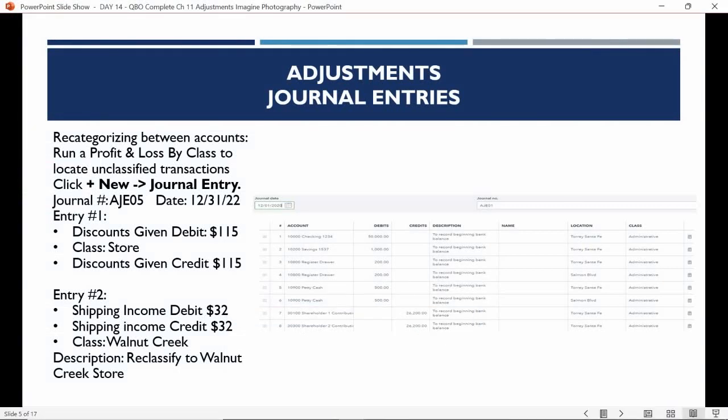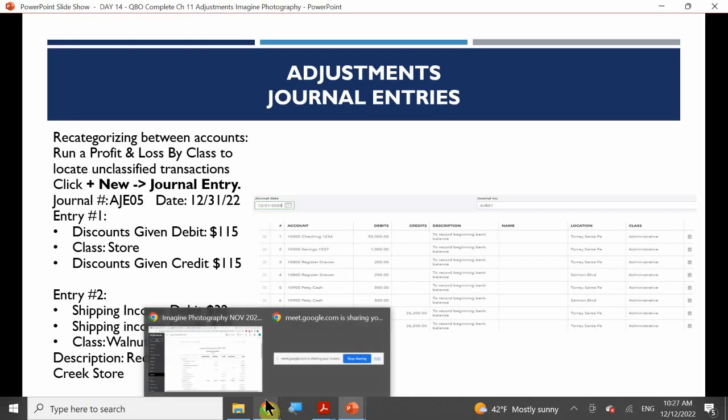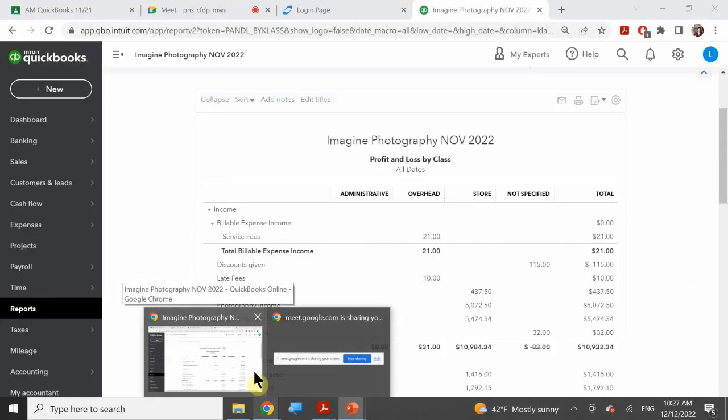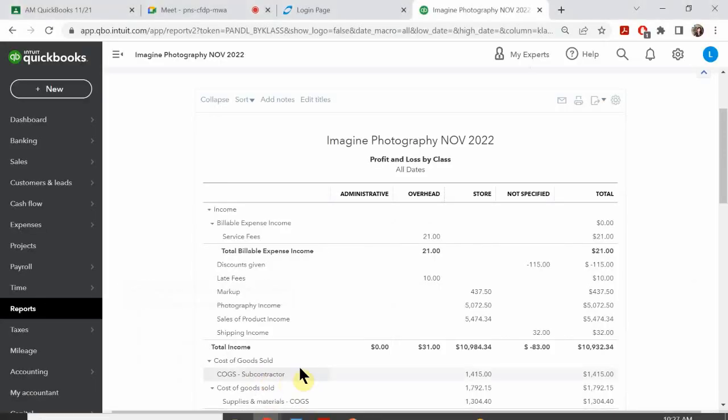So in this case, what we're going to do is a new journal entry, adjustment entry number 5, for the December 31st date. And we're going to put in our entry that the first one is going to be discounts given. Okay. So this is where you need to understand this key feature: how does the debit and credit system work?